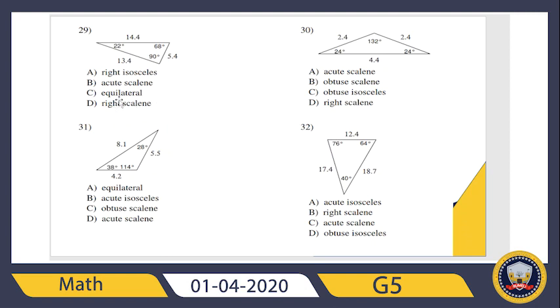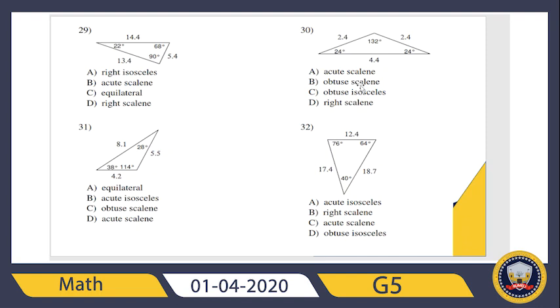Yes, it's right scalene. Right, because I have one angle exactly equal to 90 degrees, and scalene because all the sides are different in their length. Okay, so the choice will be number D, right scalene.